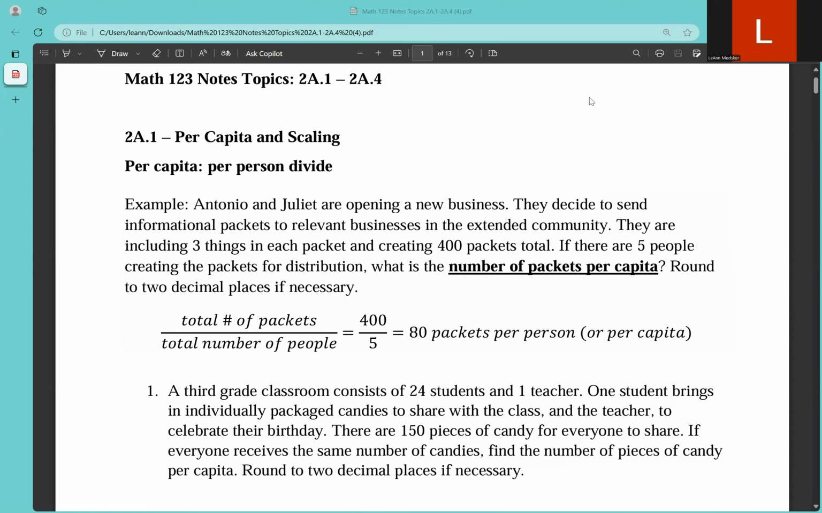So Antonio and Juliet are opening a new business. They decide to send informational packets to relevant businesses in the extended community. They are including three things in each packet and creating 400 packets total. If there are five people creating the packets for distribution, what is the number of packets per capita? So that's per person. Well, the three things in each packet doesn't really matter because we know the total number of packets. So total number of packets is 400. The total number of people making them was five. 400 divided by 5 means that each person will make 80 packets. So that would be 80 packets per person or per capita.